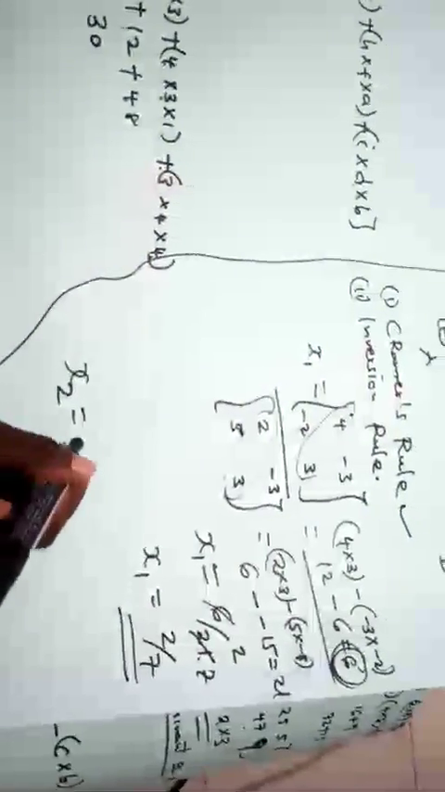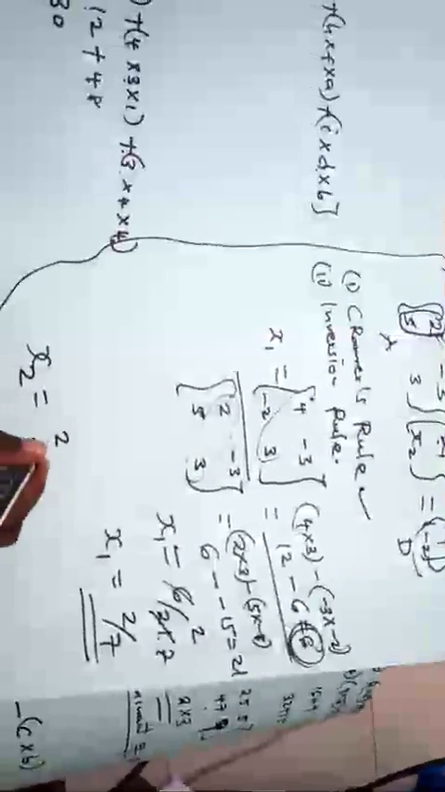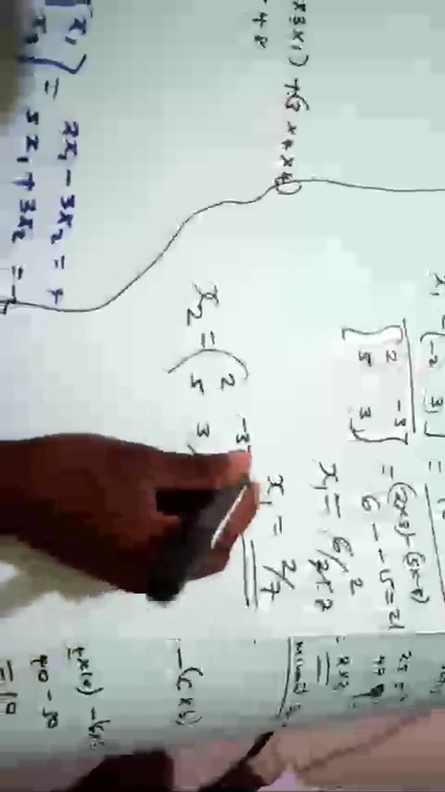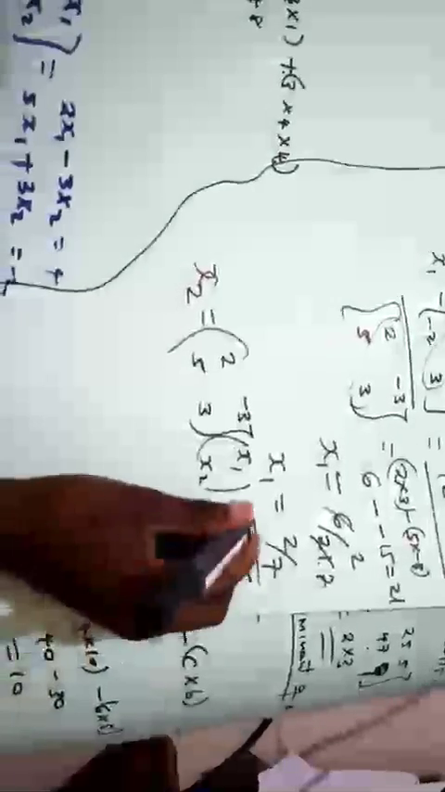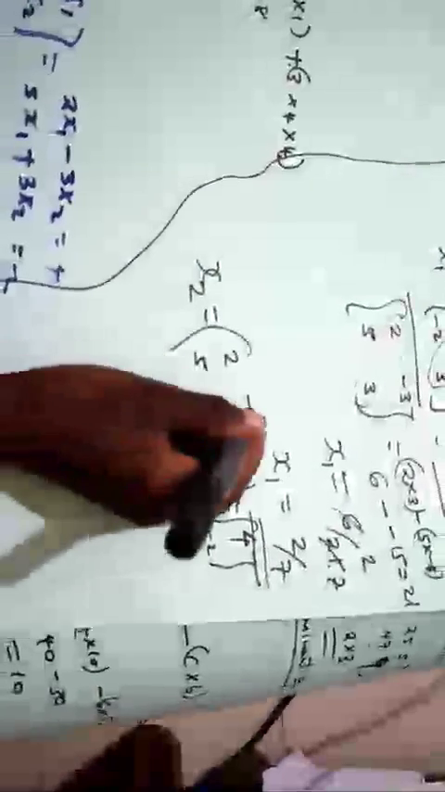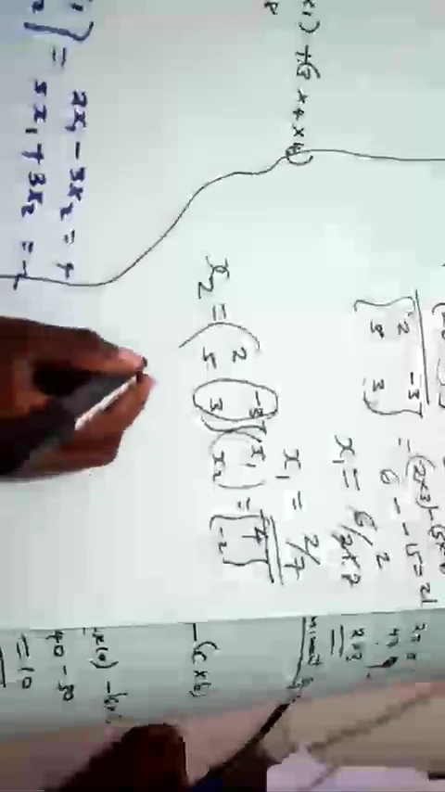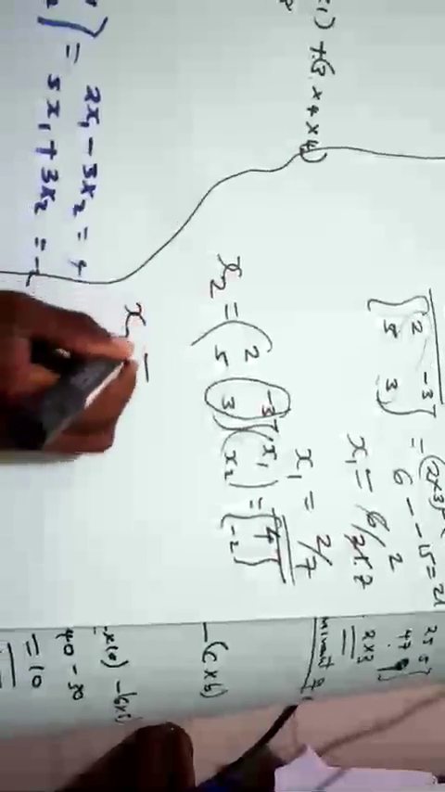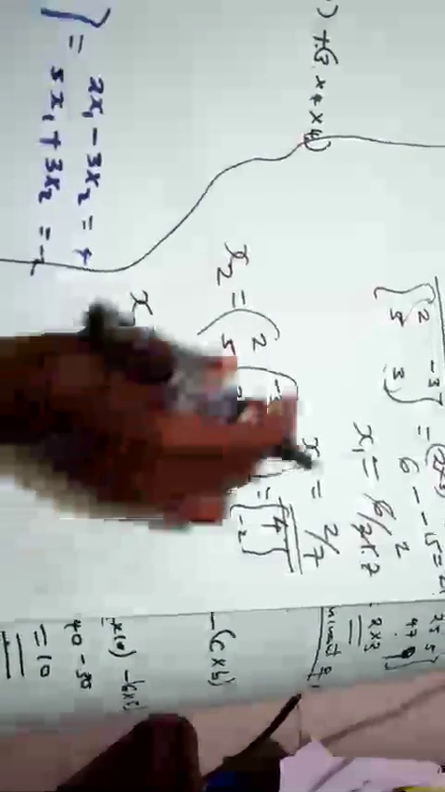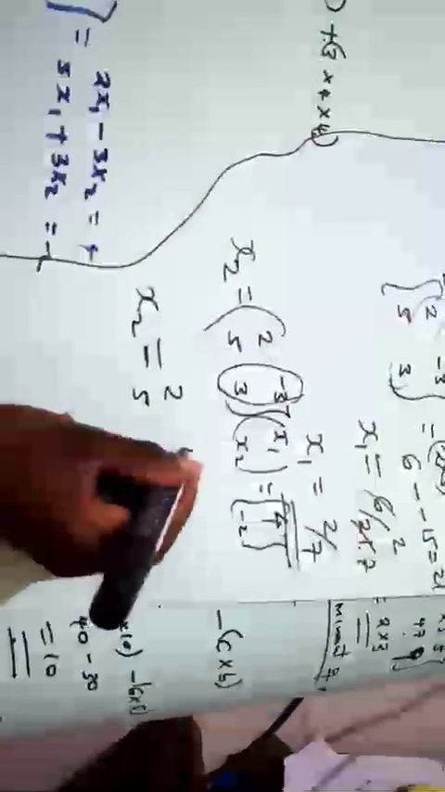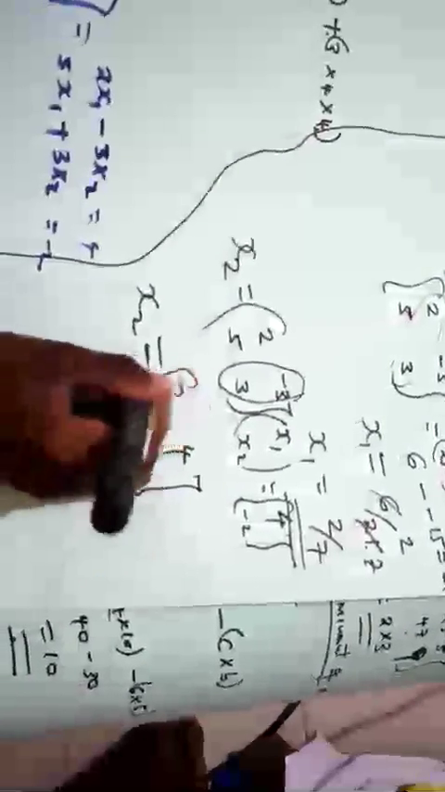So for x2 here, for x2, now we take the same, so we have 2, 5, -3, 3, x1, x2, then we have our D matrix 4, -2. In this case, what we do, we replace now the coefficients of x2. So x2 is going to be given by, now we have the 2, 5, we remain with them, but for the x2 coefficients, we replace with 4 and -2. Then we divide by this matrix again.